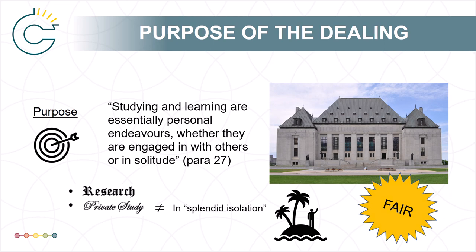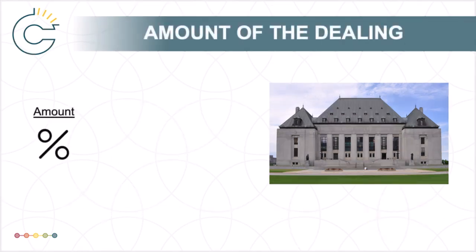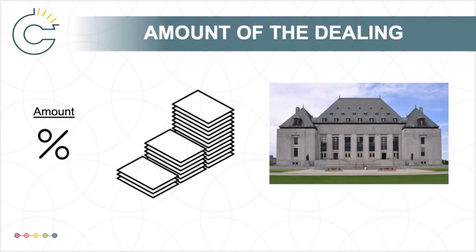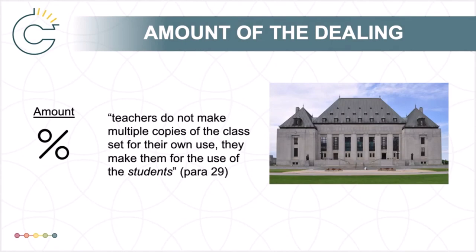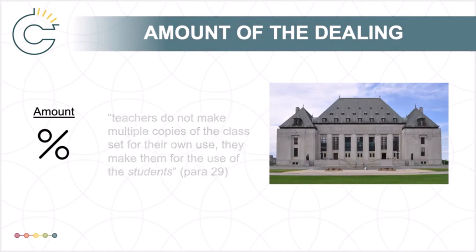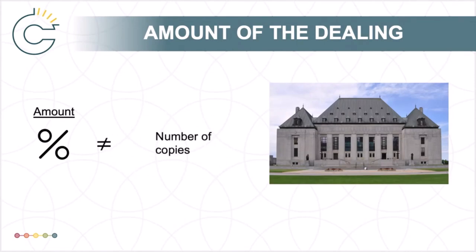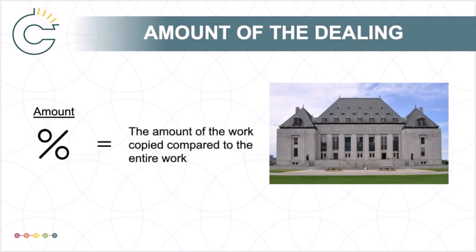The Copyright Board's approach to the amount of the dealing factor was also found by a majority of the Supreme Court to be problematic. The board had suggested that a teacher might make a large number of copies of the same short excerpt, and that this would tend toward unfairness. The majority pointed out that teachers do not make multiple copies of the class set for their own use. They make them for the use of the students. The court also noted that the quantification of the total number of pages copied is considered under a different factor, the character of the dealing. The majority reaffirmed that the amount factor is not a quantitative assessment based on aggregate use. It is an examination of the proportion between the excerpted copy and the entire work, not the overall quantity of what is disseminated.